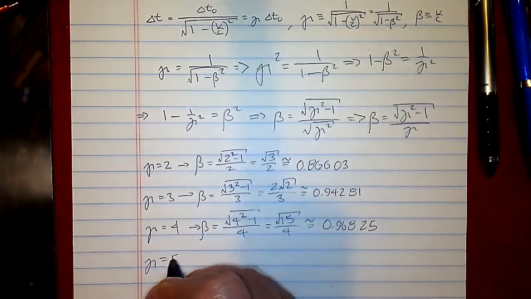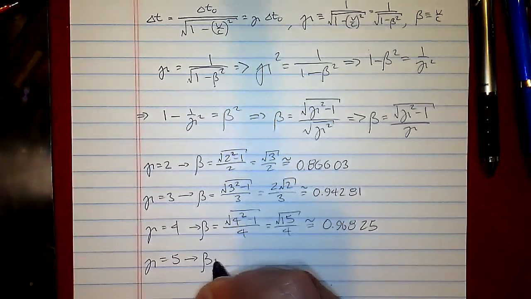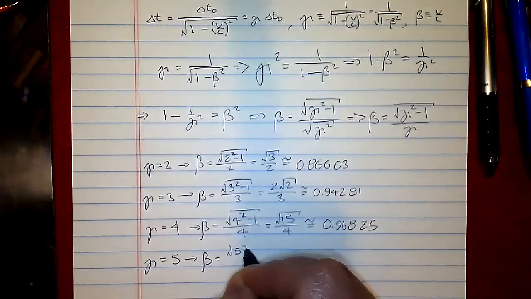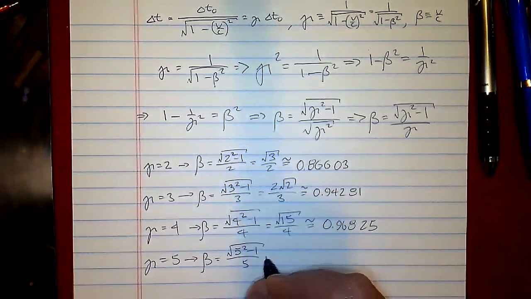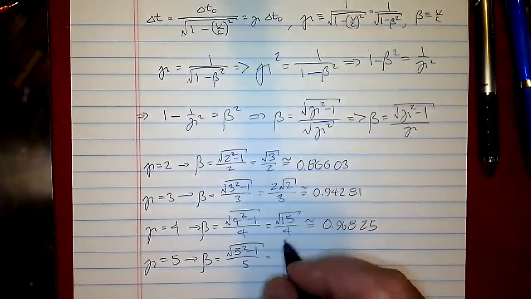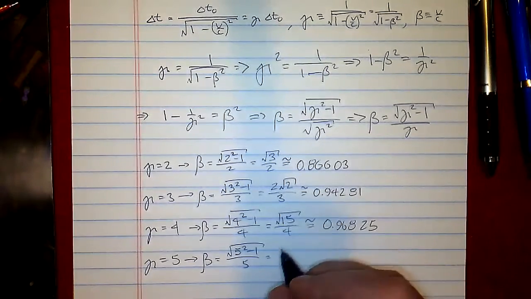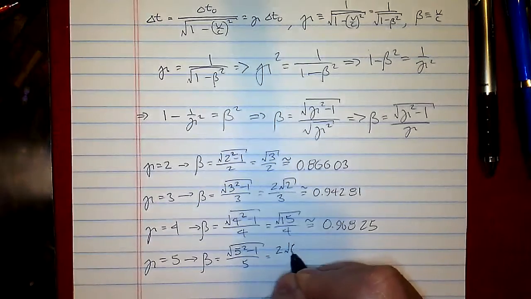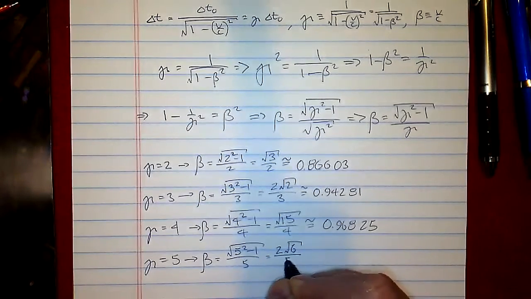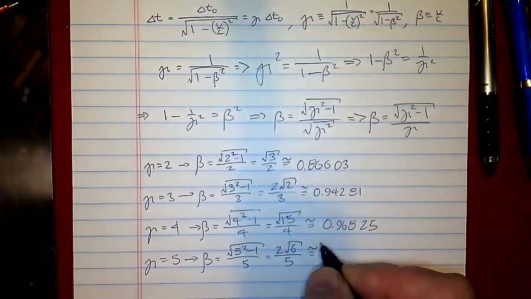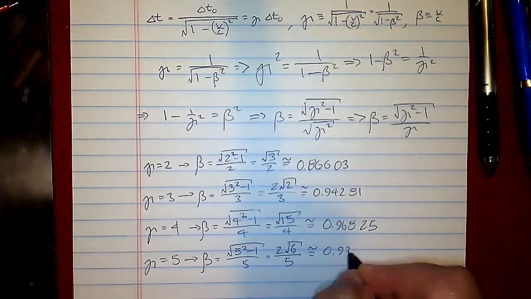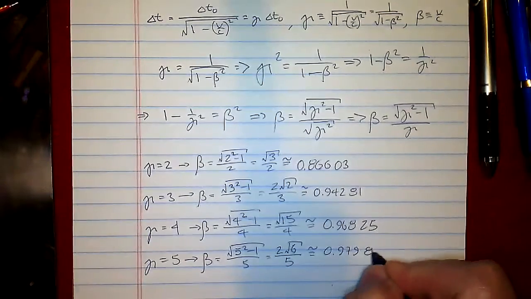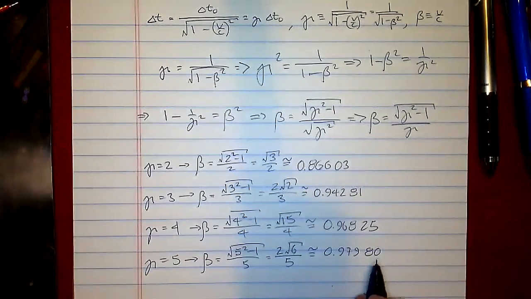And for gamma equal to 5, you get beta is equal to the square root of 5 squared minus 1 over 5, which equals obviously the square root of 24, which is 4 times 6, and the square root of 4 is 2, so this would be 2 times the square root of 6 over 5. And this result is approximately 0.97980. So to 5 decimal places, that's a pretty good approximation for giving you gamma factors of 2, 3, 4, and 5.